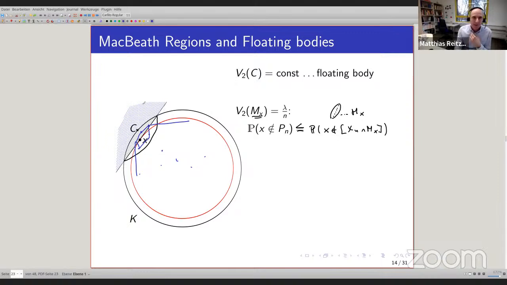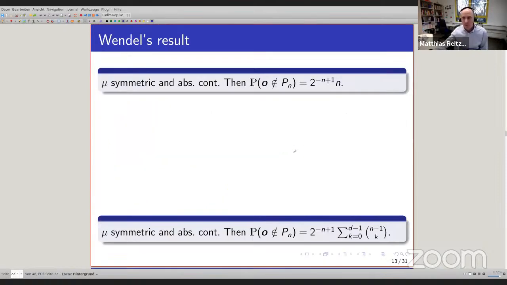And this is nice because if I start with Lebesgue measure on the whole body, and then I concentrate only on the Macbeth region, then the Macbeth region is something which is symmetric. And now I can use the formula of Wendel. And the formula of Wendel says the probability that X, which somehow replaces the origin, is not contained in a convex hull is just 2 to the power minus n plus 1 times n.